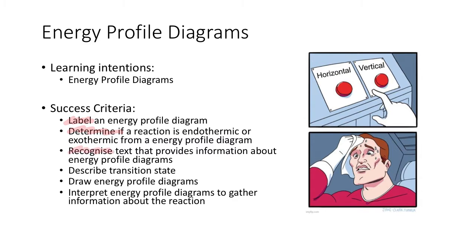Recognize pieces of text, so you read the text and you work out what that information says about this energy profile diagram that you're about to draw. Describe what the transition state is, draw an energy profile diagram, and interpret an energy profile diagram to gather information about that particular reaction. Okay, so that's what we are going to be doing in this video.